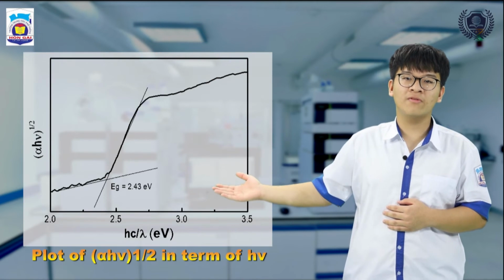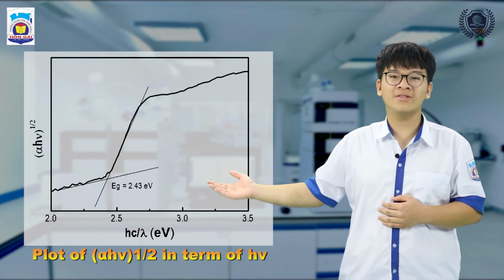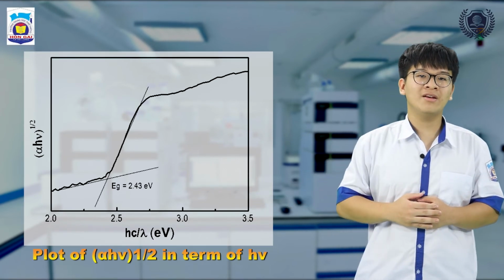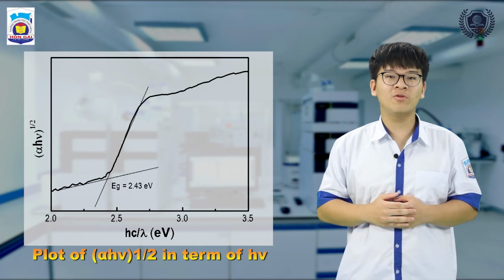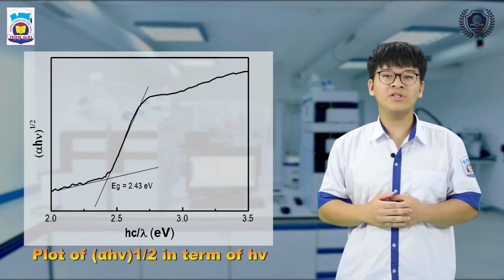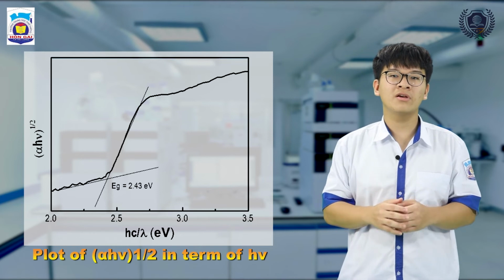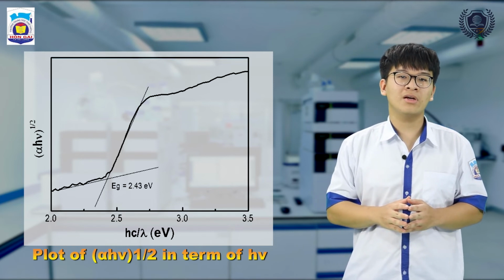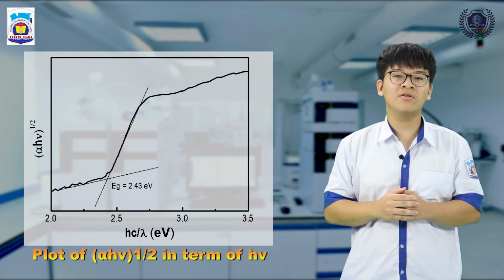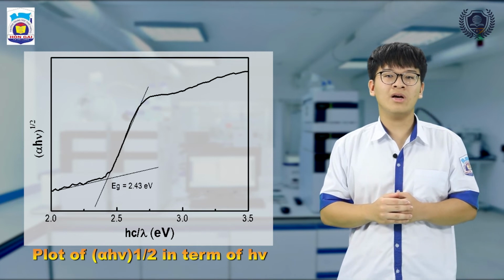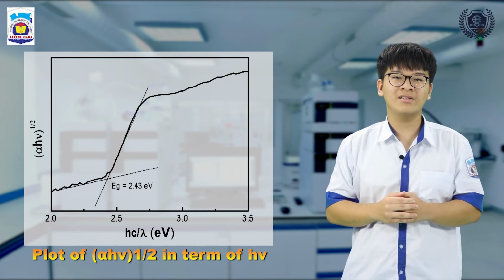This is the graph of the UV-Vis spectrum after analysis. We can see the band gap of our sample is 2.43 eV, which is similar to silver phosphate. The band gap energy is in the visible light area, so we can conclude our sample has photocatalyst ability.